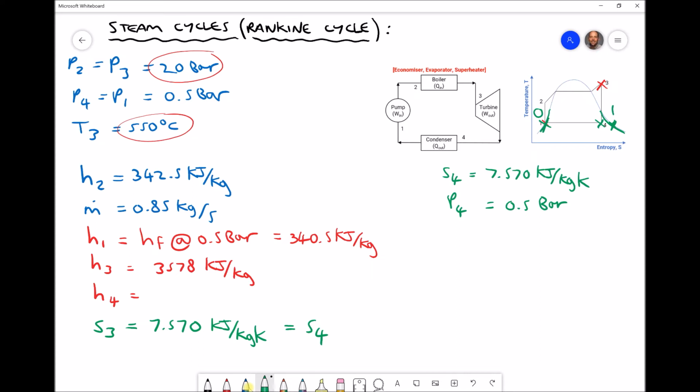Well, the way that we do that is by looking up SF at the reference pressure of 0.5 bar, and we also need to look up SG at the reference pressure of 0.5 bar. We know that our entropy of 7.570 is going to sit somewhere between SF and SG, and we need to determine where it sits between those values because that's going to give us our dryness fraction X. So let's get our two entropy values and then we can determine the dryness fraction.